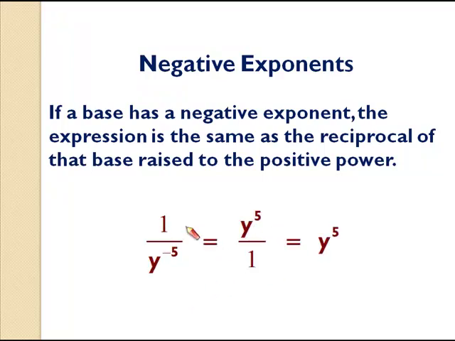If I had 1 over y to the fifth, well, the reciprocal of 1 over y is simply y over 1. And the power becomes positive. So we're left with y to the 5.